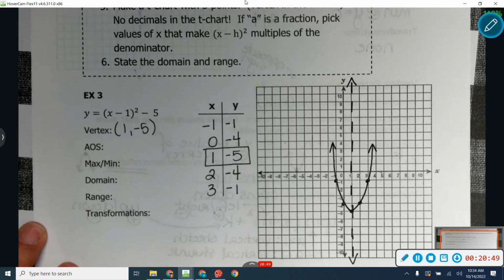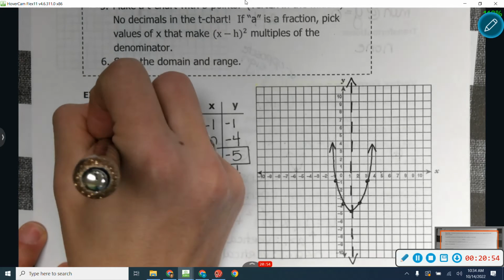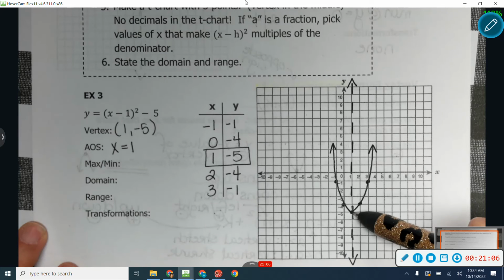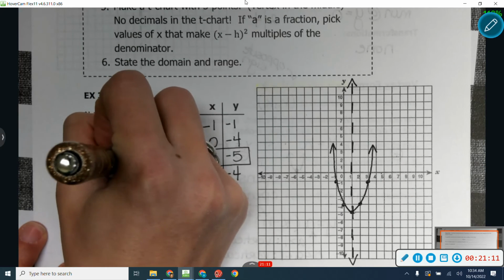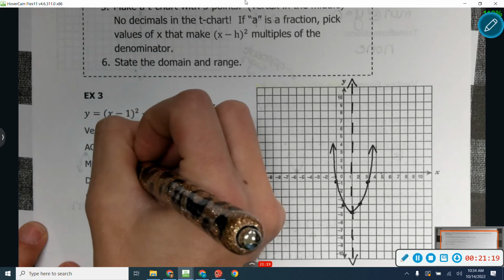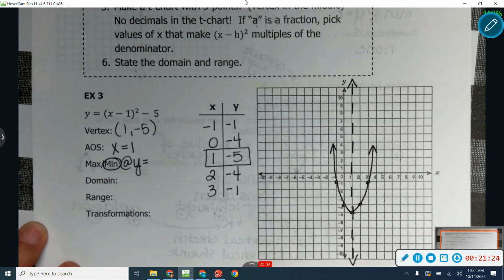But now we're going to answer and identify what is the equation for my axis of symmetry. X equals 1. If you don't put x equals, yes, you will lose credit for that part because it is an equation, because it is a line. Okay, do I have a max or a min? I have a minimum because that vertex is the lowest point. So I have a minimum. If y'all want to just circle it, I'm fine with that. But you're going to have to tell me where it's at. Okay, so it's at y equals where? -5.